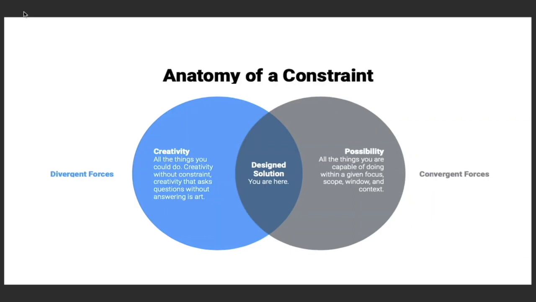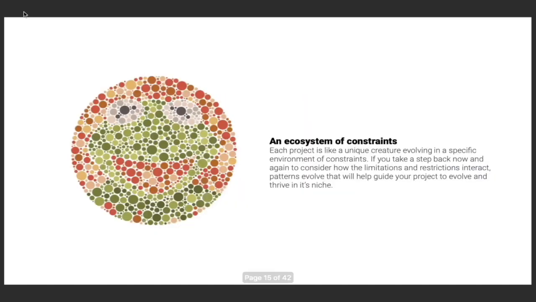So the anatomy of a constraint: divergent forces, creativity, art, doing all the things you could possibly do, and convergent forces, what do you have time to do, what do you have the ability to do? So just like the double diamond, divergent, convergent, they're used together. In the middle is where what you aspire to do and what you're actually able to do meet. There's an ecosystem of constraints.